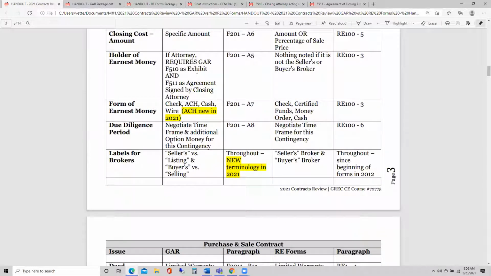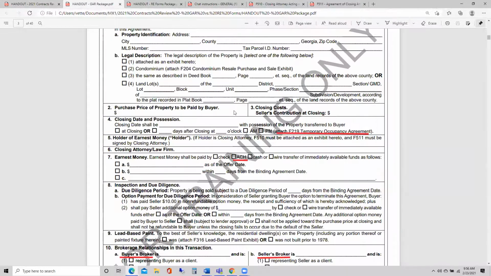Now, holder of the earnest money. In the GAR contract package, it specifically states that if there is a closing attorney holding the earnest money, it requires that you also use GAR F510 as an exhibit and F511 as an agreement signed by the closing attorney. In the RE forms, there is nothing noted if it is not the seller or the buyer's broker.